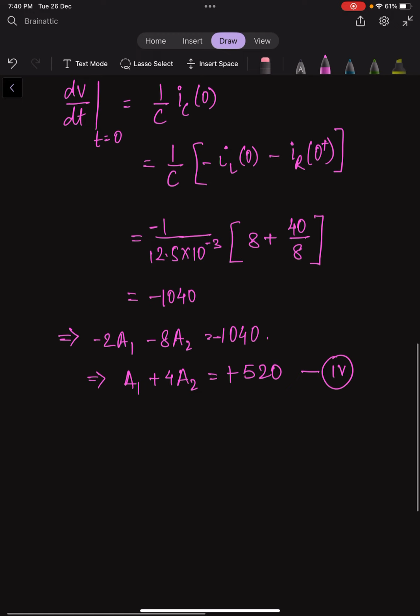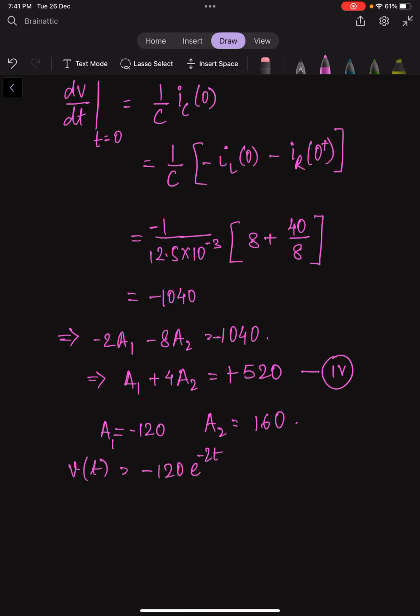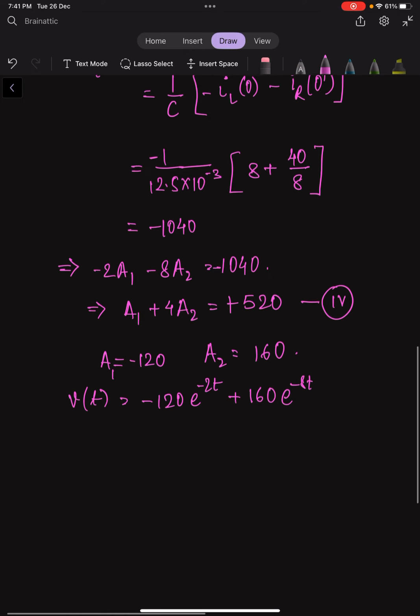what we are left with is A1 equal to minus 120 and A2 equal to 160. So we have our V(t) equation, which is minus 120 e power minus 2t plus 160 e power minus 8t. Now we solve the second part of the problem.